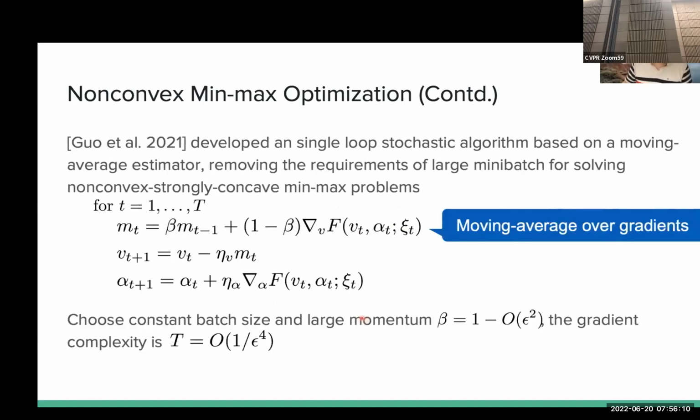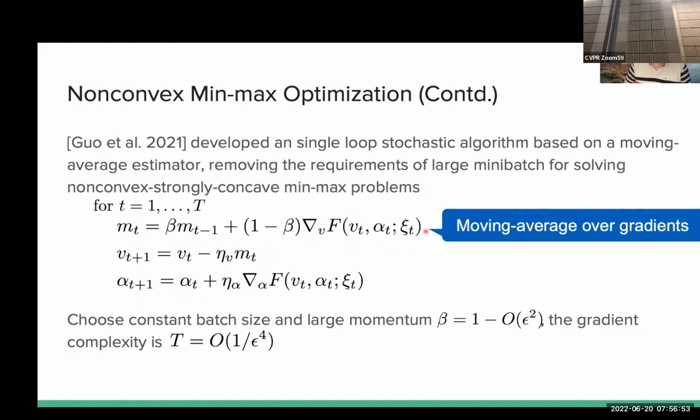Okay. And then Guo et al. in 2021 developed another single loop algorithm based on a so-called moving average estimator. In this algorithm, they remove the requirement of large mini batch for solving the non-convex strongly concave minimax problem. The algorithm is pretty simple. They have T iterations, and they have the momentum buffer here, m_t, which is a moving average over the historical gradient with momentum parameter beta. Then they update V using the momentum gradient, and update alpha using the stochastic gradient ascent.